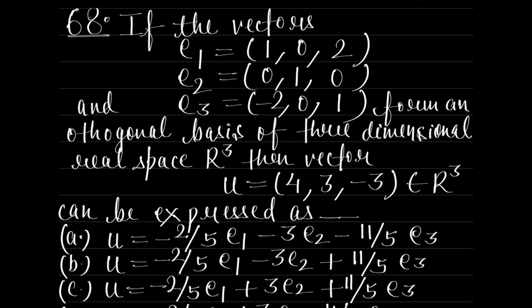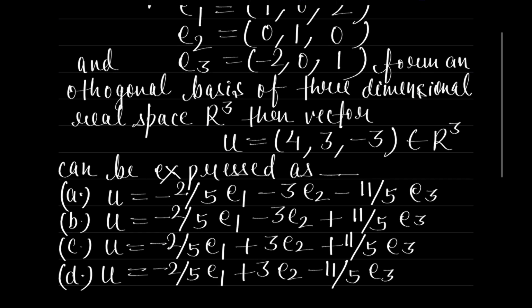Problem number 6-8. If the vectors E1 equals (1, 0, 2), E2 equals (0, 1, 0) and E3 equals (-2, 0, 1) form an orthogonal basis of three-dimensional real space R^3, then vector U equals (4, 3, -3), which belongs to R^3, can be expressed as, we have four options.